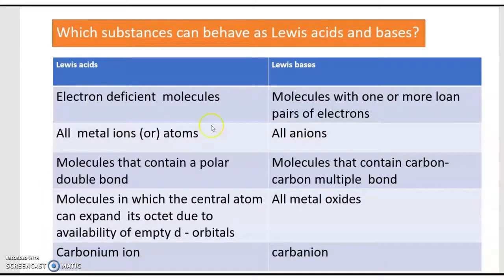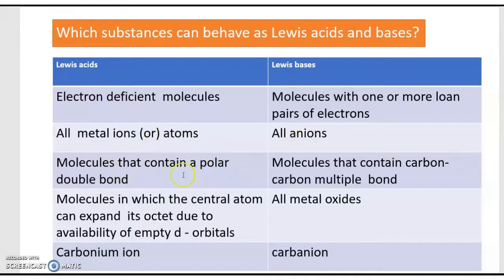Then which substances act as Lewis acids and which as Lewis bases? Lewis acids are electron deficient molecules, for example aluminum trichloride and boron trifluoride. Lewis bases are molecules with one or more lone pairs of electrons. We have studied that the water molecule contains 2 lone pairs of electrons, so it behaves as a base. Also all anions behave as bases.